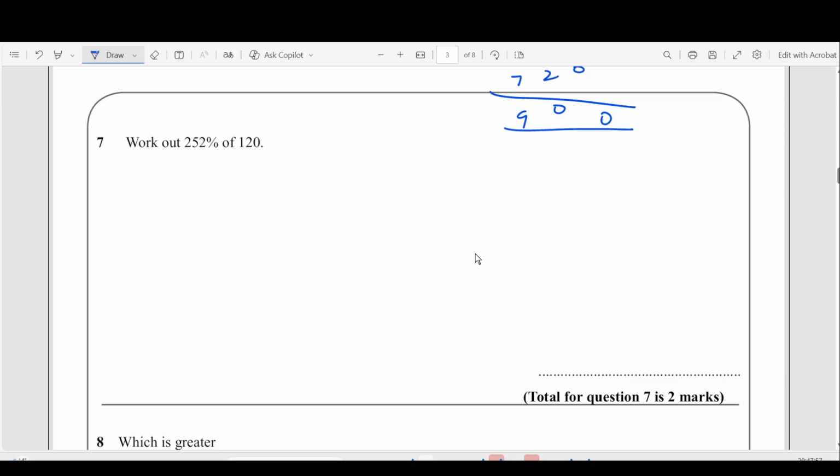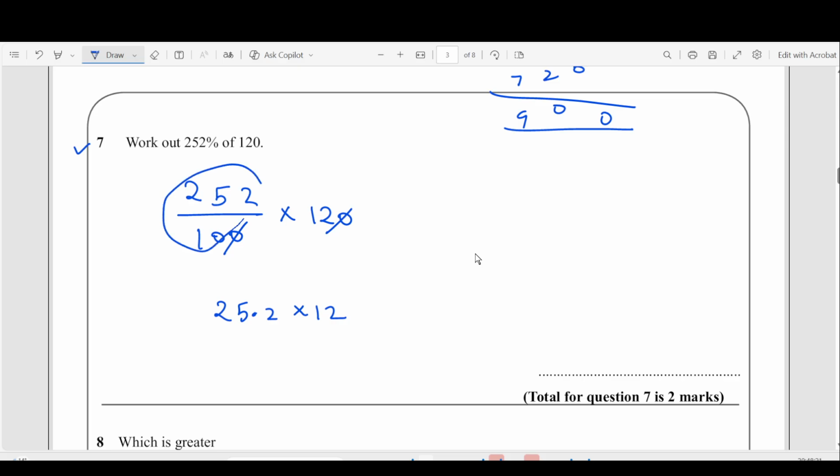Okay, let's try number 7. What we need to do here? 252 out of 100 times 120. That cancels all the zeros, and we have 252 divided by 10, which is 25.2 times 12.